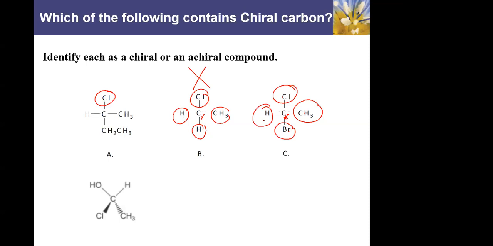Okay, now who from the class can tell me, what about A and this one? Is A chiral? Yes, 4 different groups. Munira, is this chiral? Yes. Why do you say that? Because we have 4 different groups. So can I say this carbon is a chiral carbon? Yes. Your next job is to mark the stereocenters with a star. Okay?